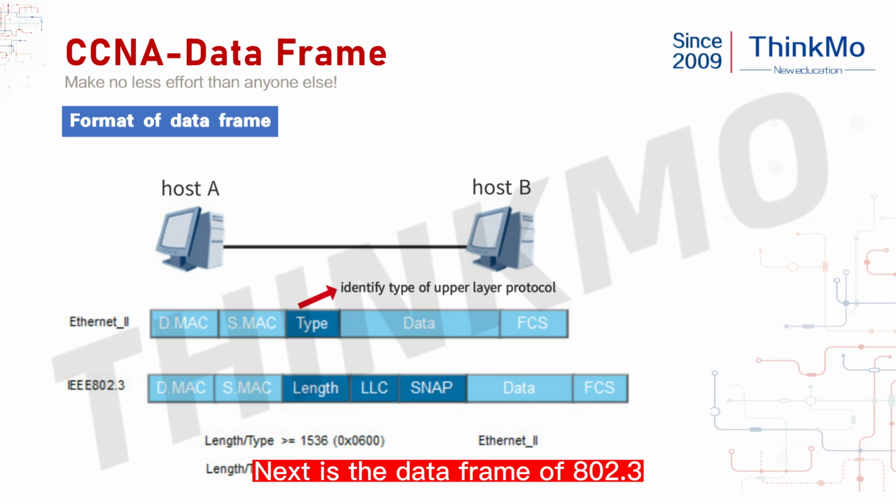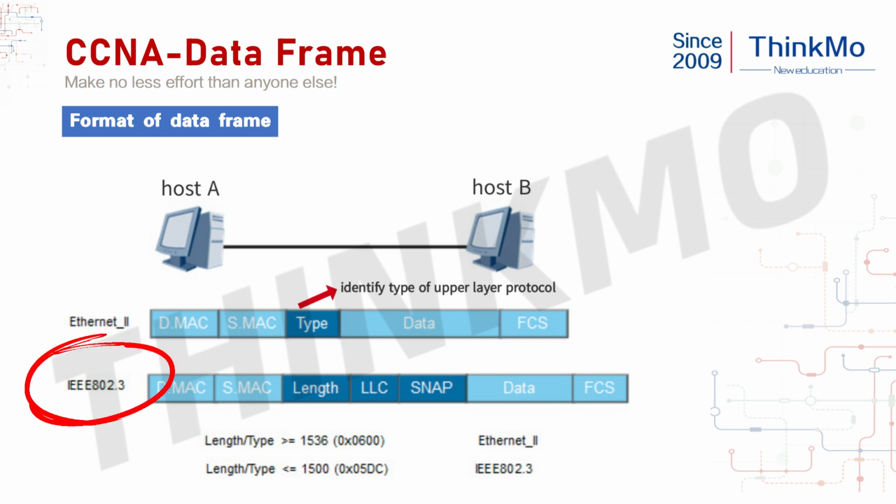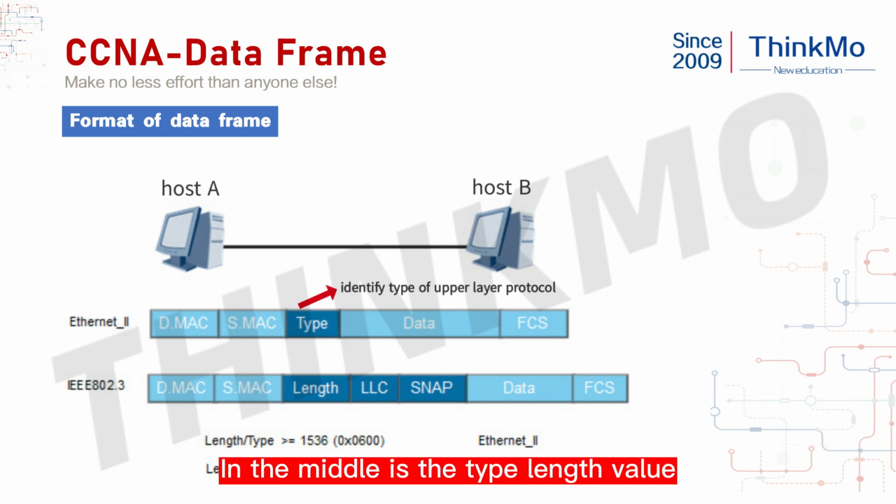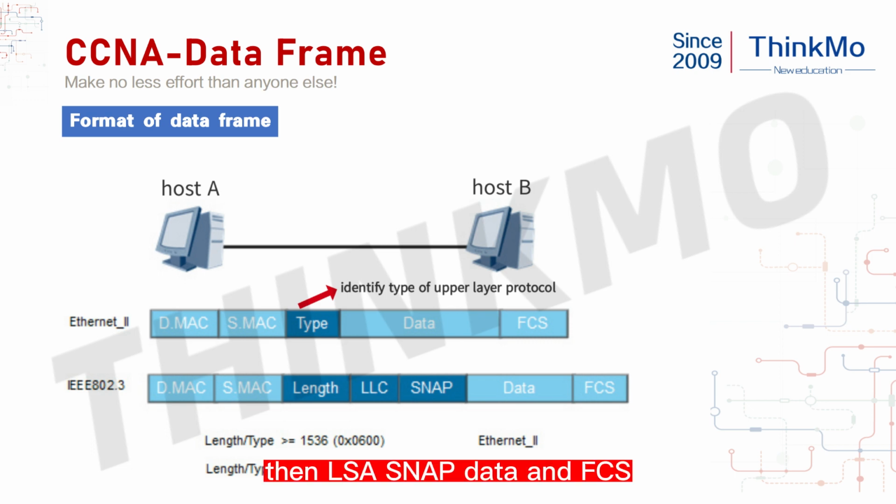Next is the data frame of 802.3. The first is the source MAC address and the destination MAC address. In the middle is the type length value. Then LSAP, SNAP, data, and FCS. The format of IEEE 802.3 is obviously slightly more than Ethernet 2.